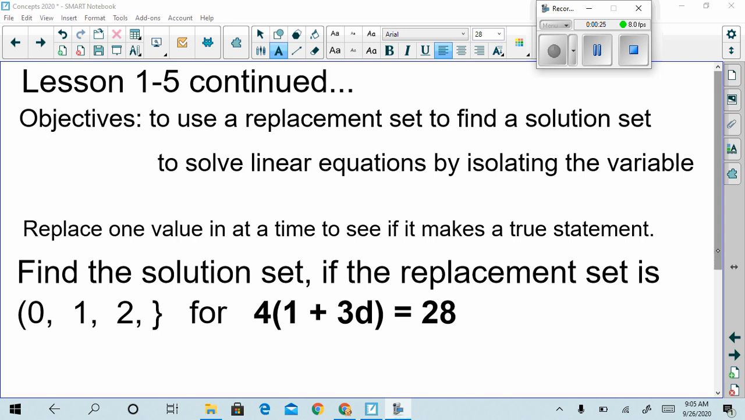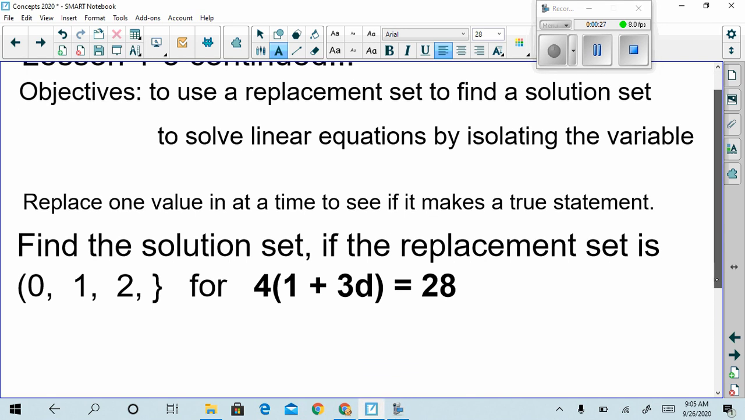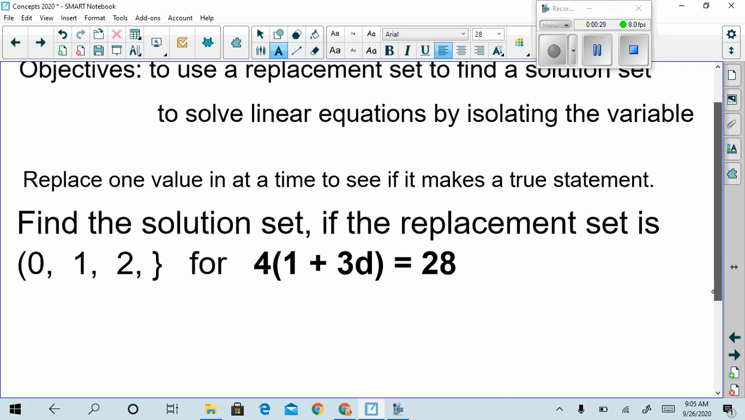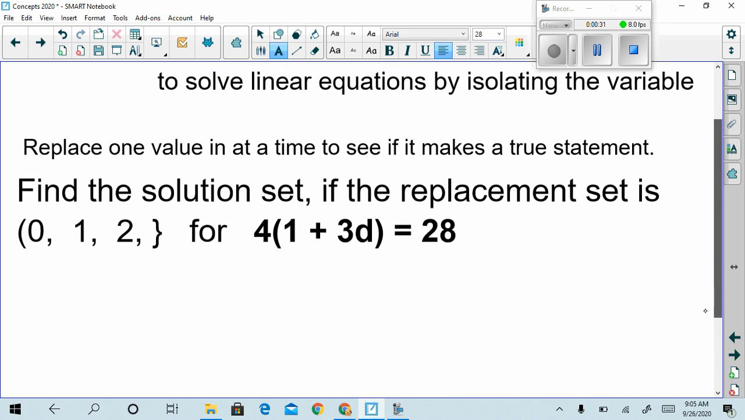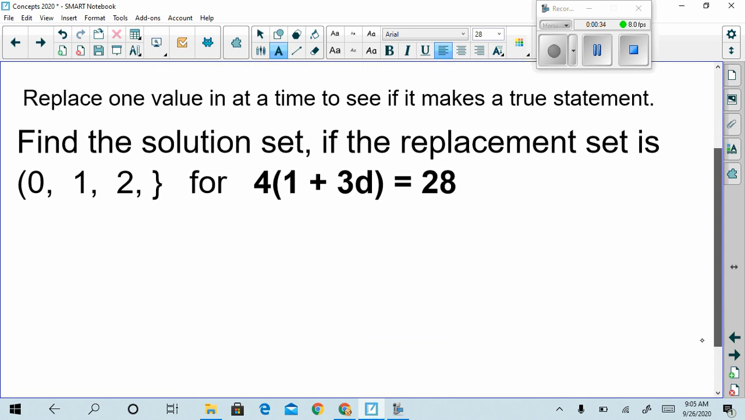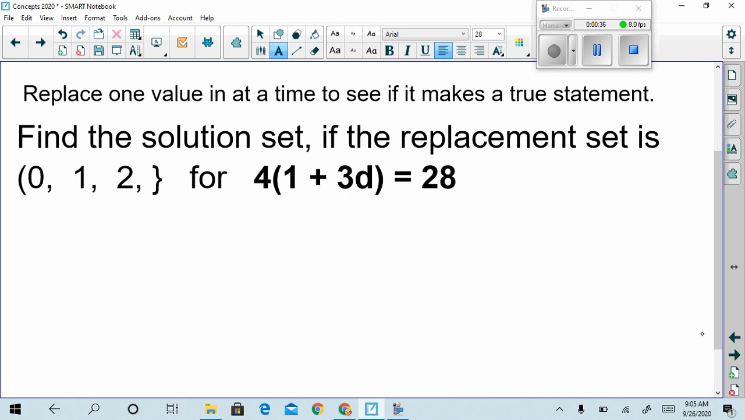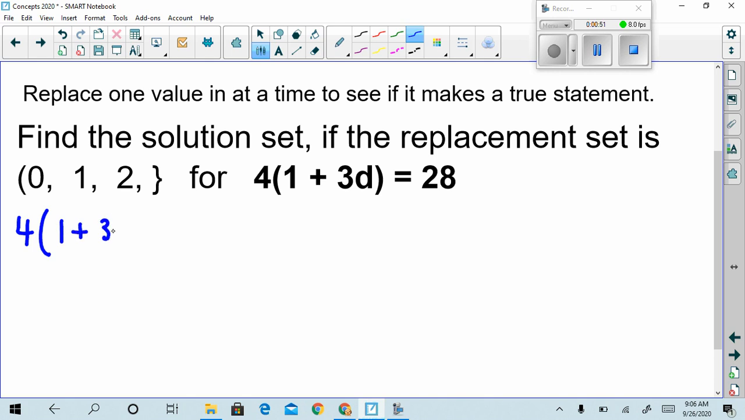So we're going to take one number at a time, substitute the value of the variable for each of these three values, and see if any of them make a true statement. And that would become my solution set. Starting this problem off, we're looking at replacing x with 0. So I'll have 4 times (1 plus 3 times 0), and I'm going to see if that equals 28.